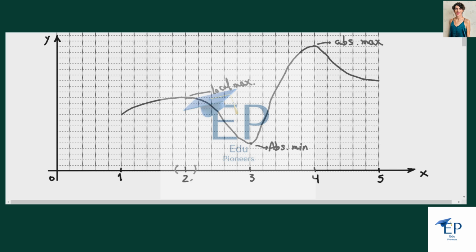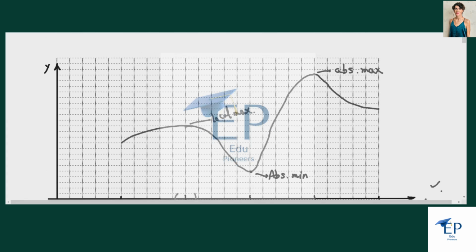And then at 1 and 5, we have values that do not affect the three properties here. And we can say this is the solution to the problem we have been given.